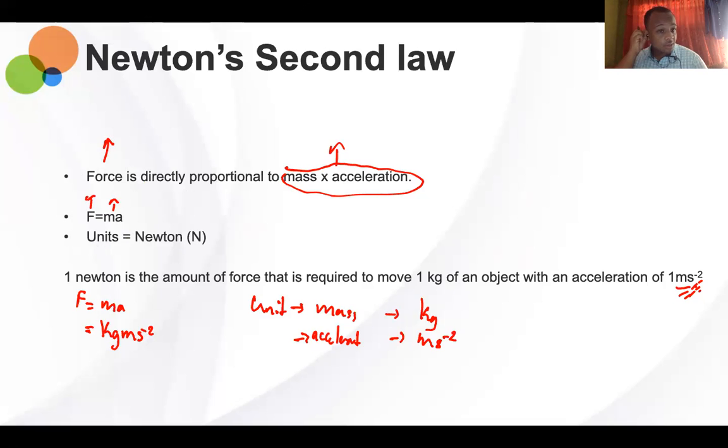All right, so the second law is that force is directly proportional to mass times acceleration. Remember, we spoke about this a while ago, acceleration, and we got a better understanding of what acceleration is. So force is directly proportional. Remember we spoke about this as well, directly proportional. What does this mean?